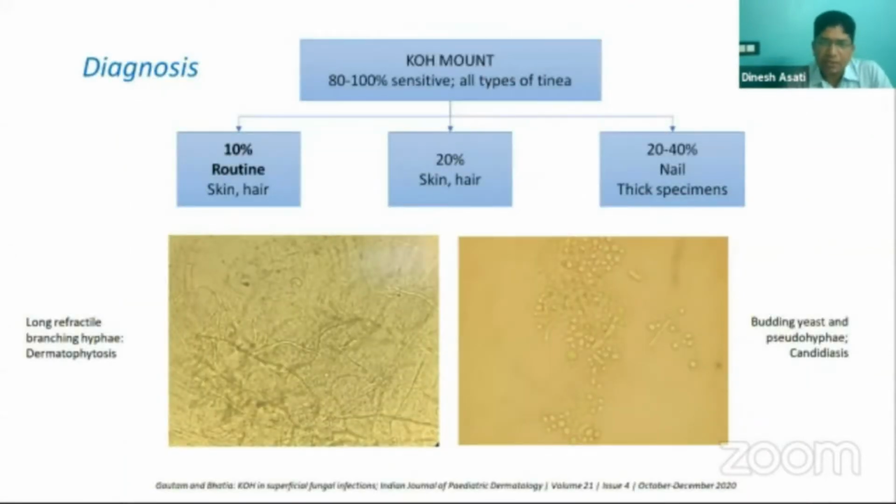Similarly, here we are not seeing scaling, but non-scaly lesions can also fit into tinea. This is slightly atypical, but still it's possible. So this was again proved to be tinea infection. And diagnosis is easy, with almost 80 to 100% KOH mount sensitivity. The only thing is in the nail, where you have to wait a little for the keratin to be dissolved before we see this.